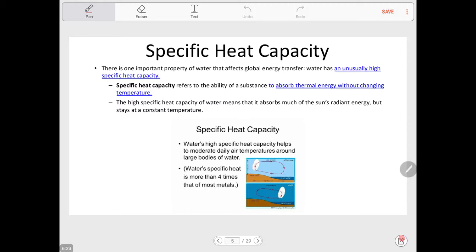So again, one more time. Specific heat capacity refers to the ability of a substance to absorb thermal energy without changing temperature. I want you to think of that now. Water requires a great deal of energy to be absorbed if you want it to increase in temperature. Now, we're going to tie this back around to the three cities. Just keep in mind, if you wanted to raise the temperature of water, it has to absorb so much energy in order to do so.